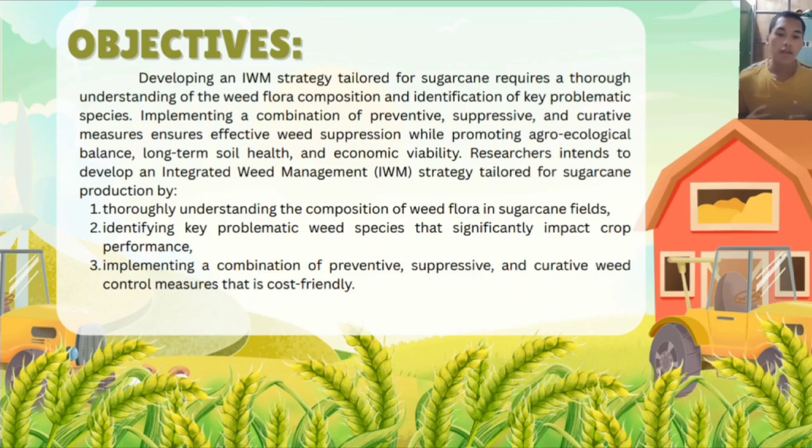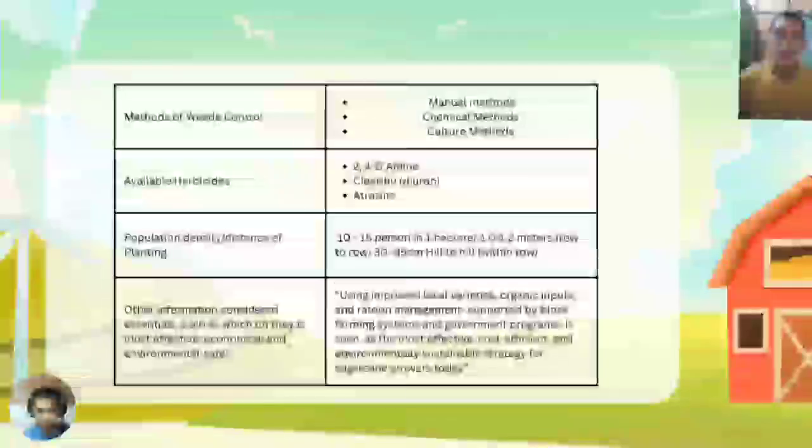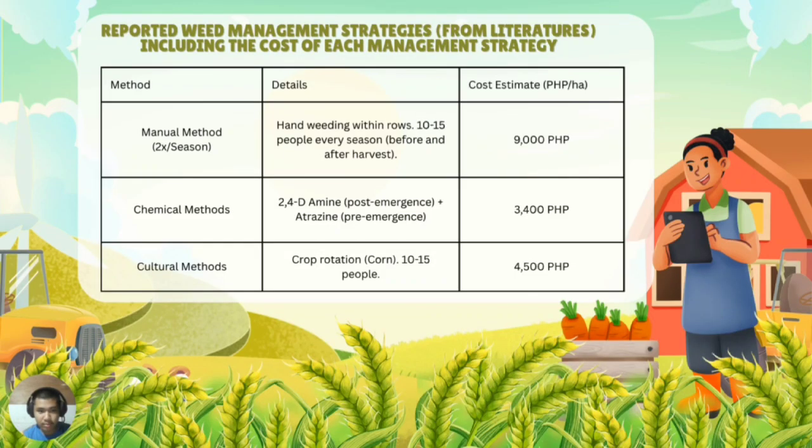Researchers intend to develop an integrated weed management strategy tailored for sugarcane production by, first, thoroughly understanding the composition of weed flora in sugarcane fields. Second, identifying the key problematic weed species that significantly impact crop performance. And lastly, implementing a combination of preventive, suppressive, and corrective weed control measures that is cost-friendly, reported with management strategies from literature, including the cost of each management strategy.